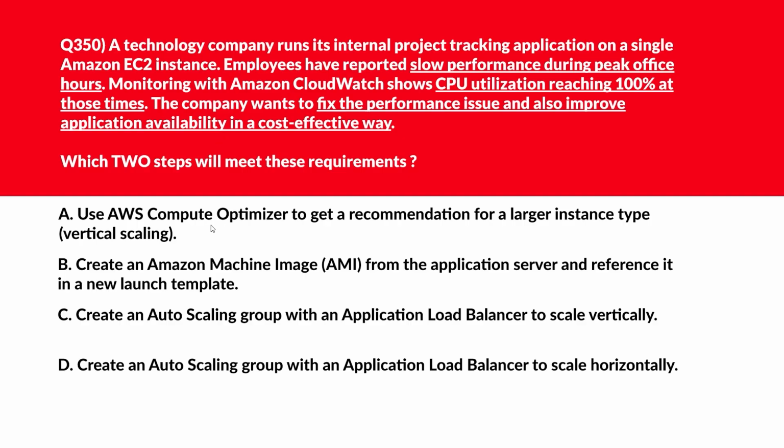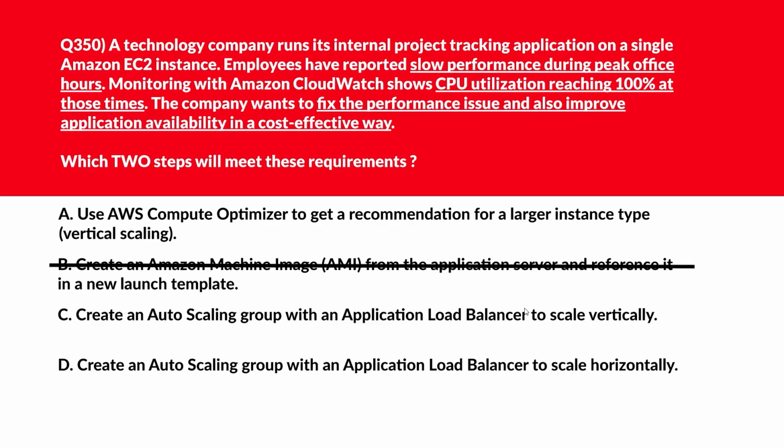Option A, Compute Optimizer suggests a larger instance type to handle CPU saturation cost efficiently. Let's keep it. We need two correct answers anyway. We can keep this for now. Option B, AMI, that is Amazon Machine Image creation, prepares for scaling but doesn't solve CPU or availability issues alone. Incorrect.